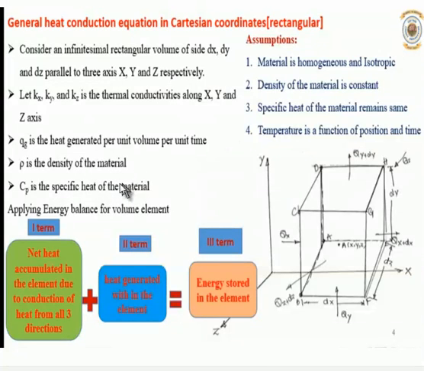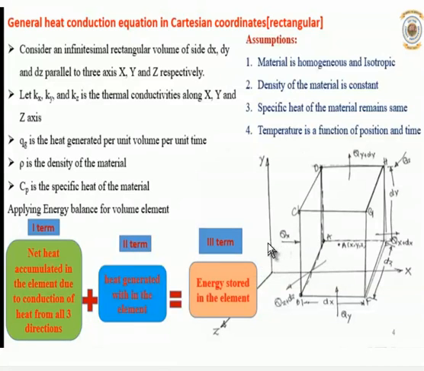Now let's start by applying the energy balance to the volume element. We have to make three terms by applying the energy balance to this element. The first term is the net heat accumulated in the element due to conduction of heat from all three directions.